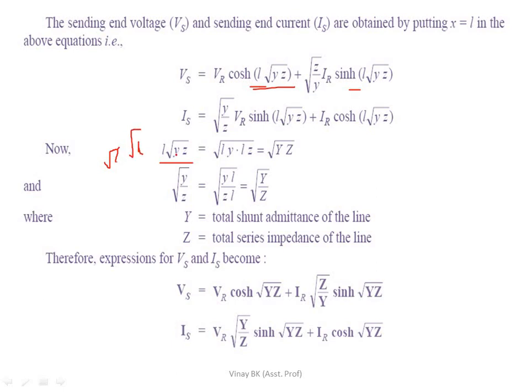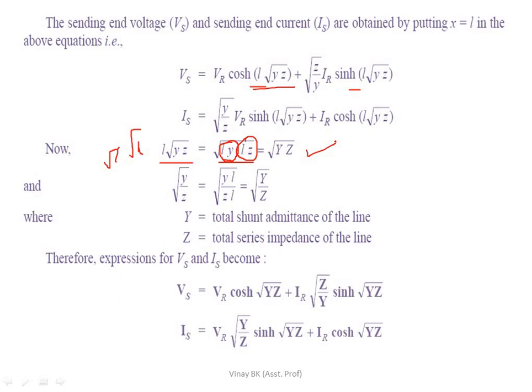If you multiply square root of L into square root of L with the square root of y into z, you get square root of L into y into square root of L into z. Here L into y is nothing but the total shunt admittance, and L into z is nothing but the total series impedance, so I can rewrite this as square root of capital Y into capital Z. Capital Y is the total shunt admittance of the line, and similarly capital Z is the total series impedance of the line.